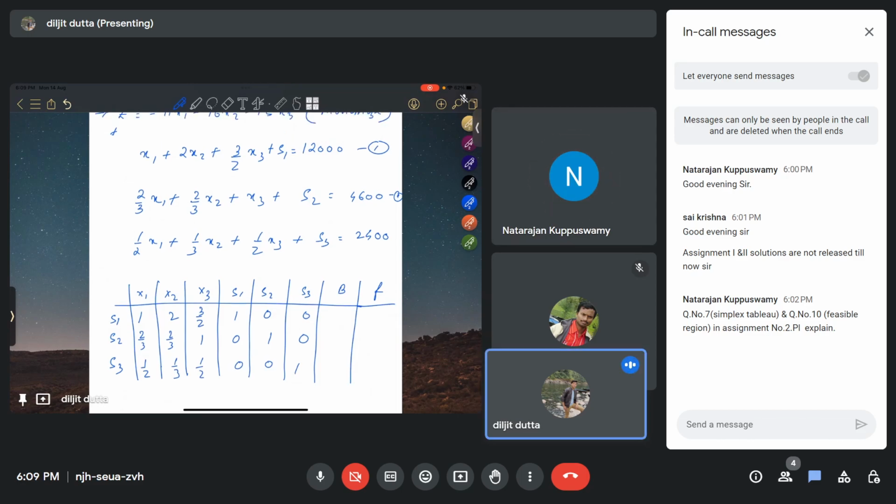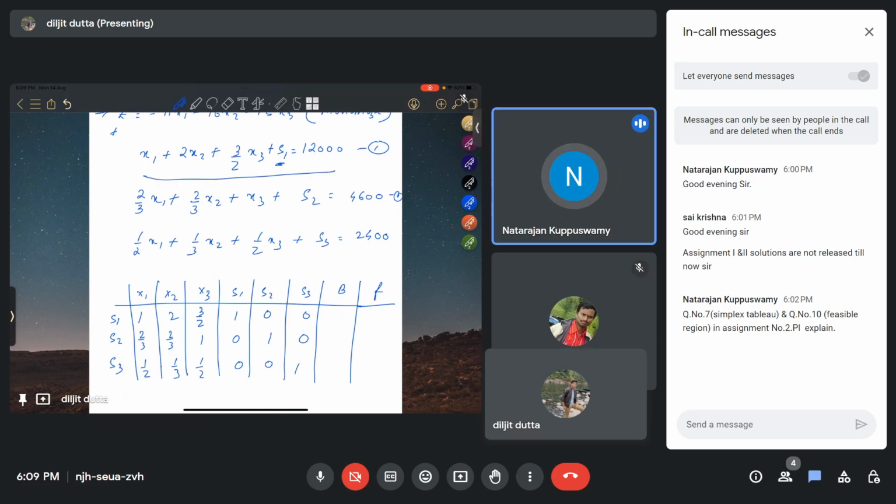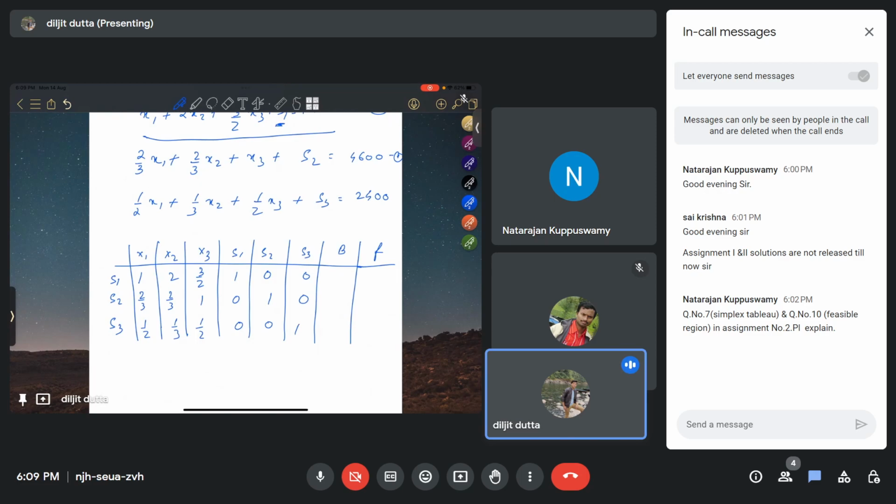S1 is 1 because in this first equation we have taken S1, but it is not 0. We are taking it as a basic variable. Initially we are taking S1, S2, S3 as basic variables. Why? You can see the coefficient of S1 is 1 in the first and 0 in the other two. So we have seen the property of a basic variable. In this way you have to proceed.